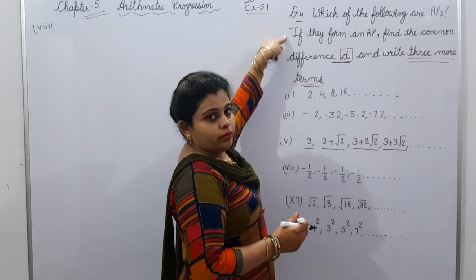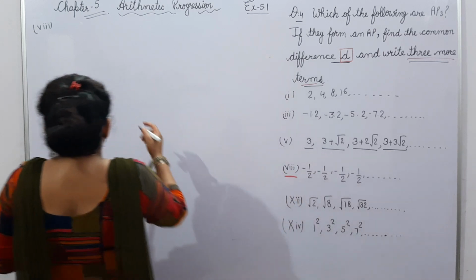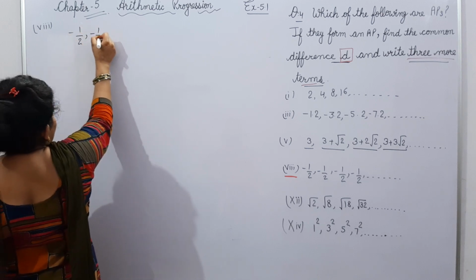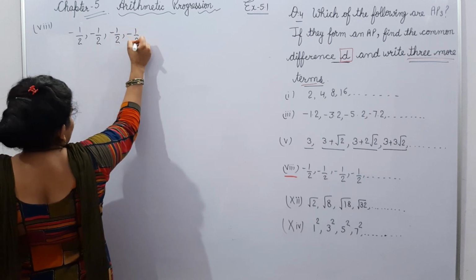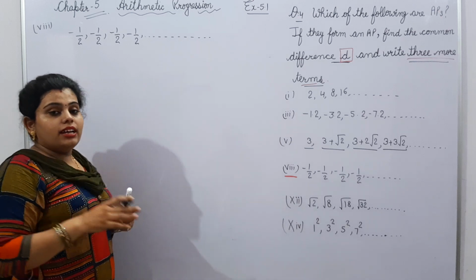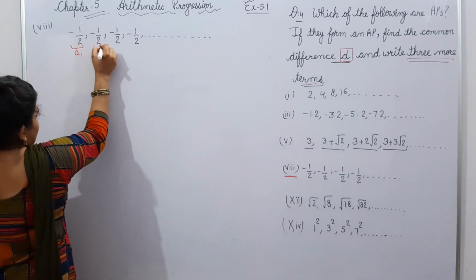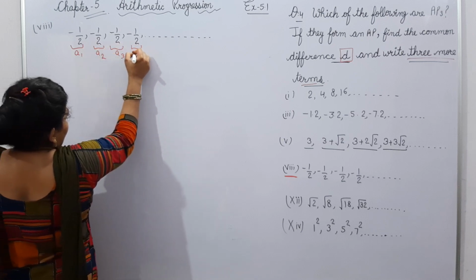5.1 of question number 4, 8th part. What is given in this part? Minus 1 by 2, minus 1 by 2, minus 1 by 2, minus 1 by 2. बेटा all terms are same. सभी की सभी terms क्या है? Same है. Now right numbering. This is A1, A2, A3, A4.